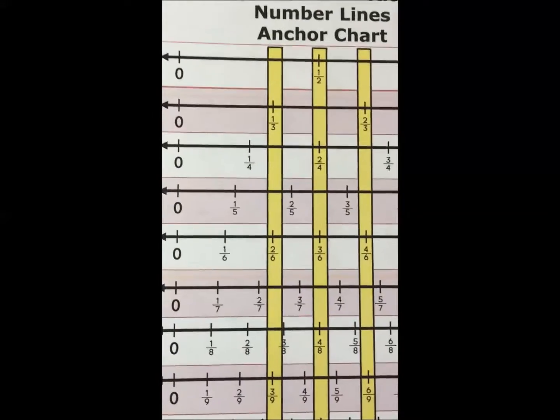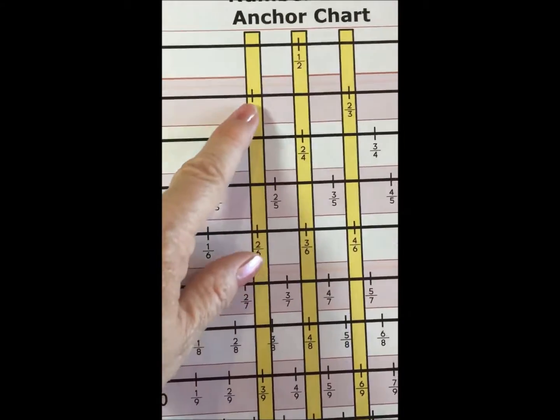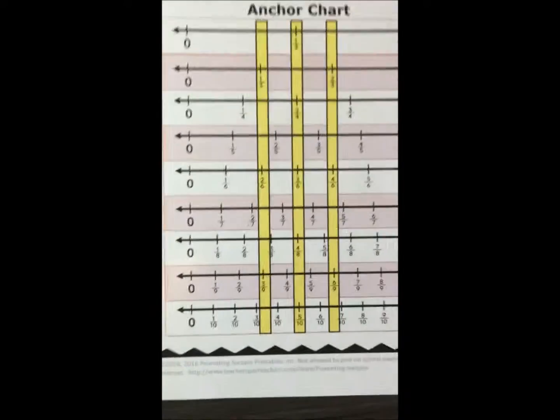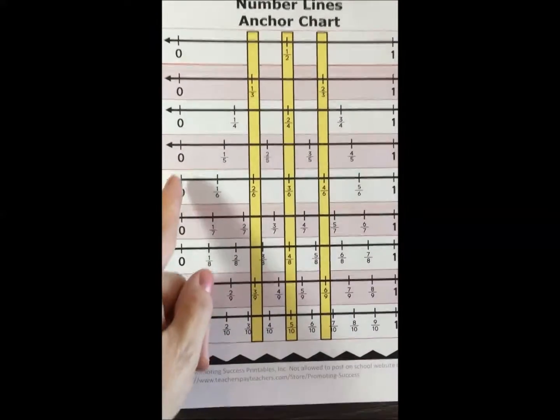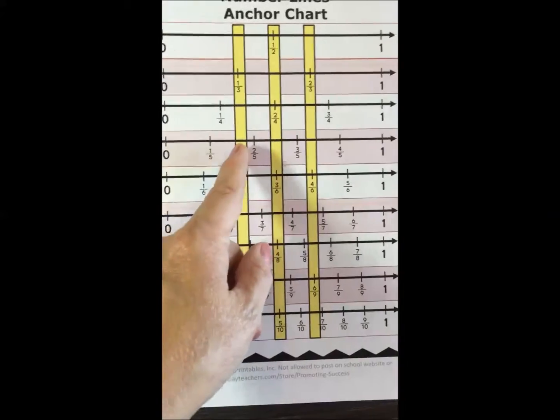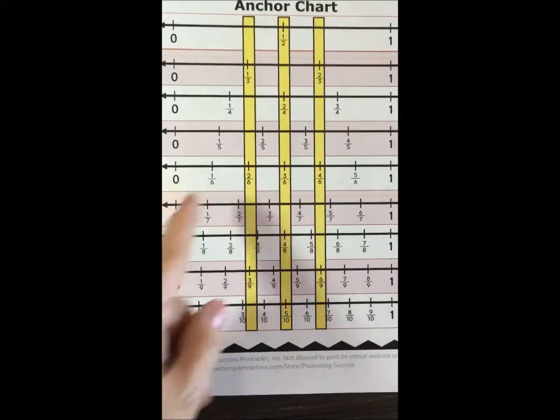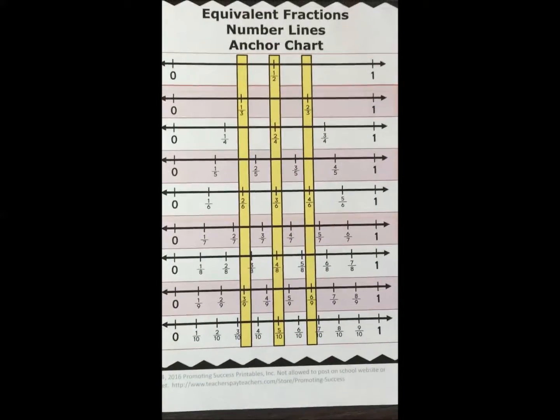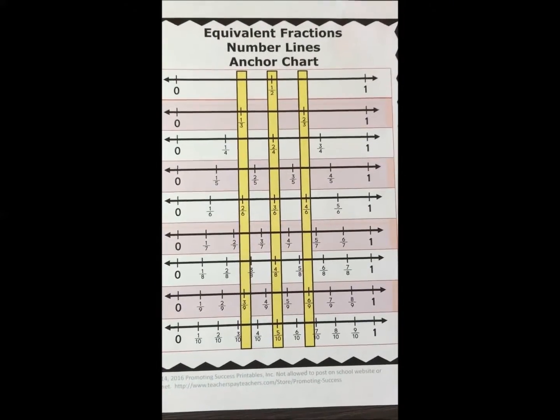The same happens with 1/3. It lines up when we do a straight line to 2/6 and 3/9. They all have the same distance from 0 to 1/3, 0 to 2/6, 0 to 3/9. They are the same size. They are equal.